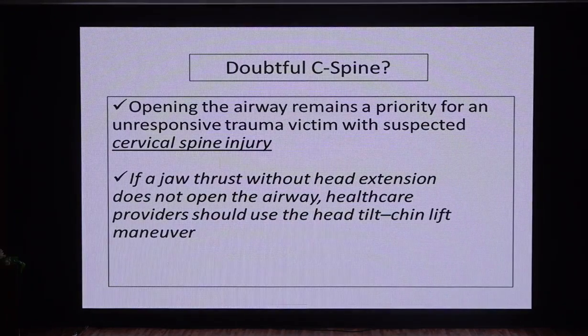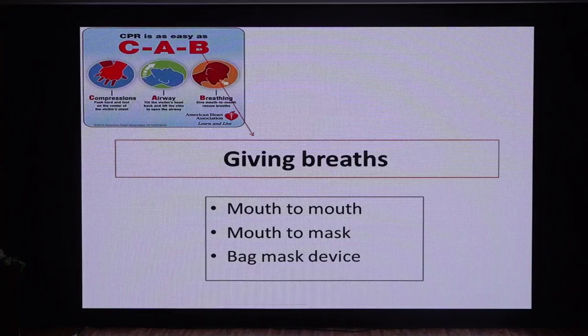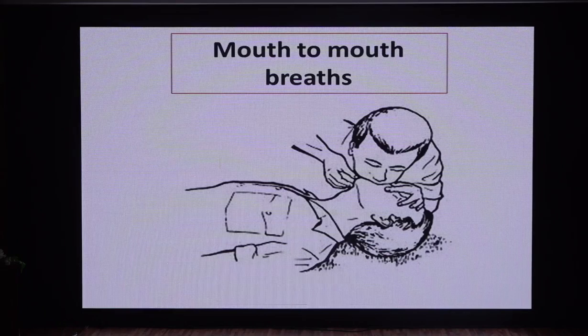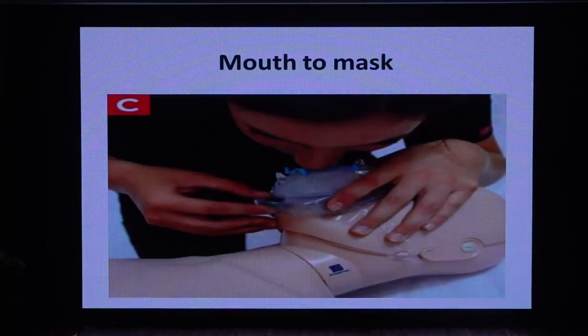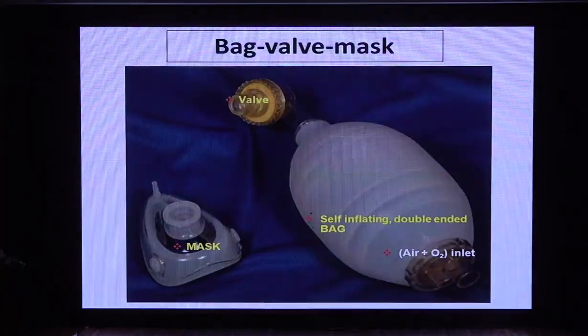And even if there's a doubtful cervical spine injury, the airway always takes the priority, right? And you can give breaths mouth to mask, and a bag mask. Mouth to mouth, usually nobody likes to give mouth to mouth breathing these days, so we use a mouth to mask. It's a one-way valve. It's very easily available. 350 rupees for a mask. Everybody can carry it in their bags. And believe me, I have saved at least 4 lives on the roadside by using this mask on victims, right? And then you can use this mouth to mask technique like this.